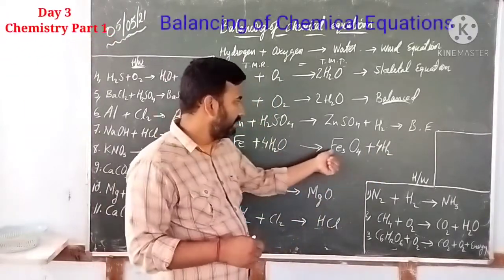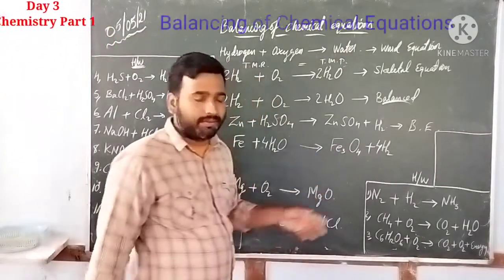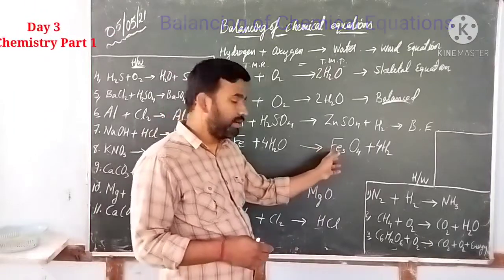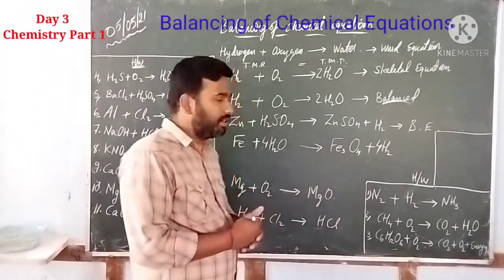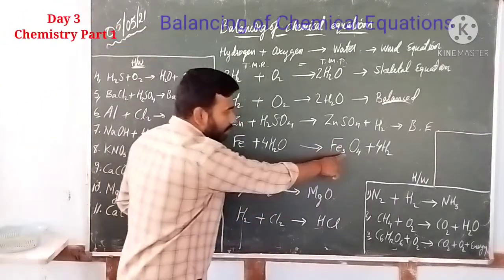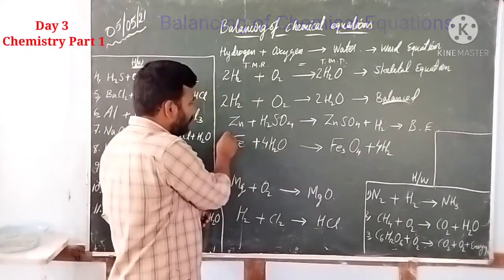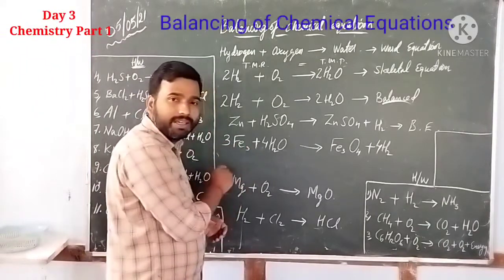Now what is remaining? Fe3, 3 atoms of iron. The chemical symbol of iron is Fe. That comes from ferrum, which is the Latin name. So in order to make the number 3 on the left hand side, you simply put a 3 here. You cannot put 3 over here.